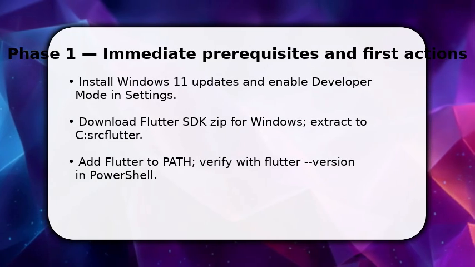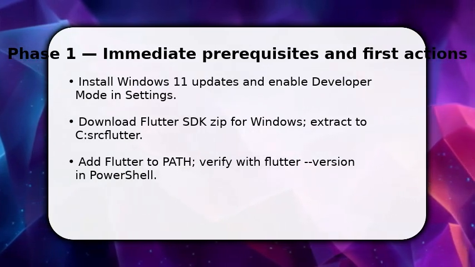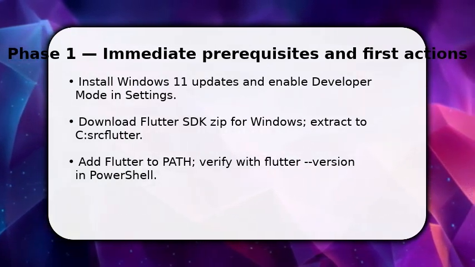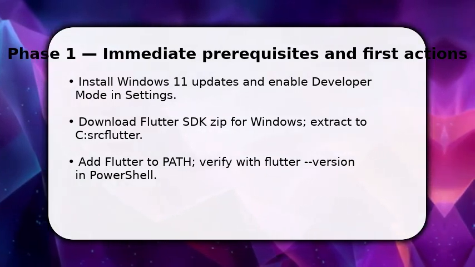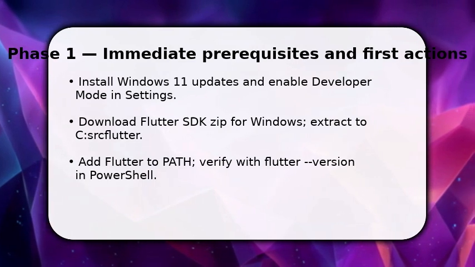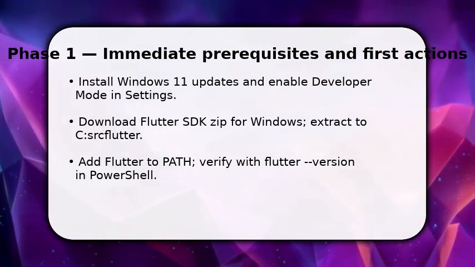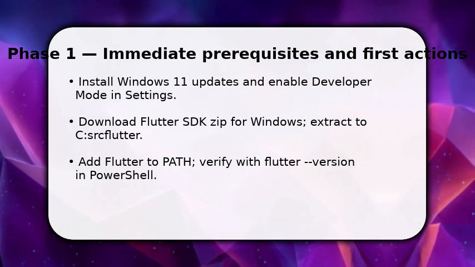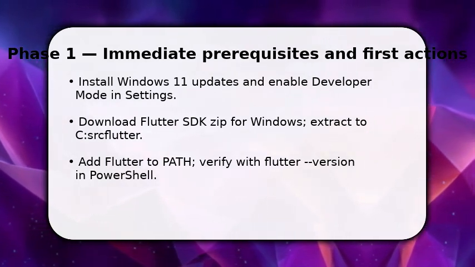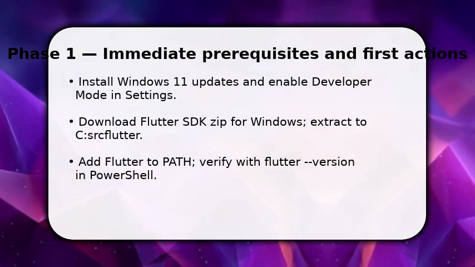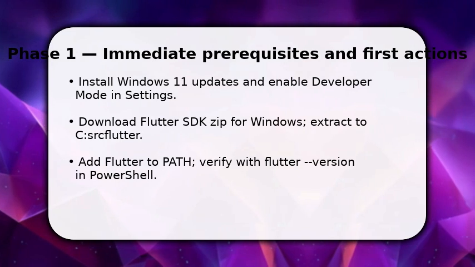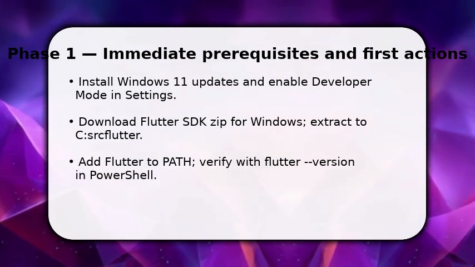You start by preparing Windows 11 so Flutter runs cleanly. Enable developer mode and install all pending updates. Then download the Flutter SDK zip and extract it to C:/src/flutter so paths are short and stable. This avoids permission issues. Once done, add C:/src/flutter/bin to your path and open PowerShell to run flutter --version. This confirms the SDK is accessible.